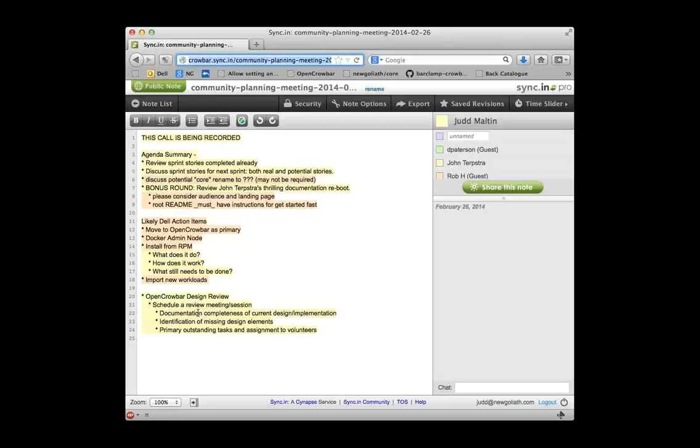So I just wanted to clarify that work is in the old Crowbar repositories, not in the OpenCrowbar repositories, because we haven't switched over yet to OpenCrowbar.